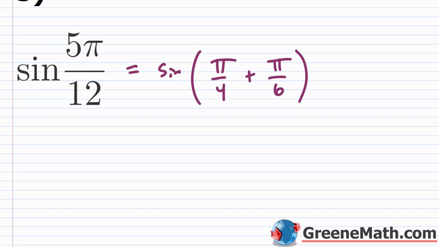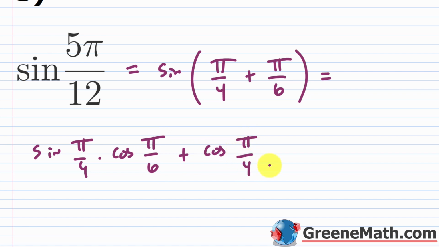Let's come down here. I'm going to use my sum identity for sine, so this equals the sine of pi over 4 times the cosine of pi over 6, plus the cosine of pi over 4 times the sine of pi over 6. Hopefully at this point you don't need the unit circle. I've provided one if you need it, but I'm just going to go off memory here.